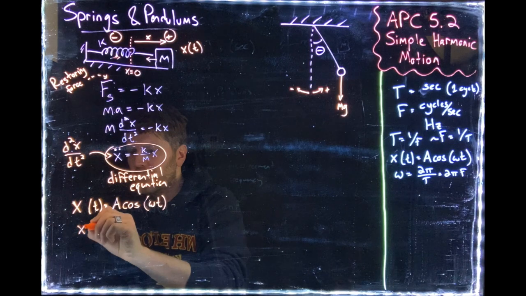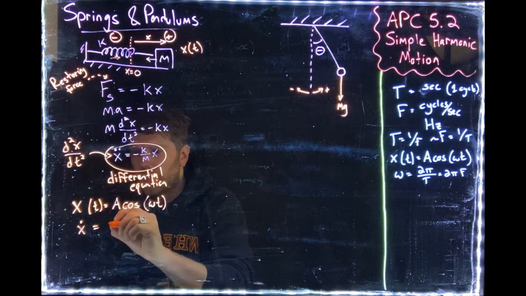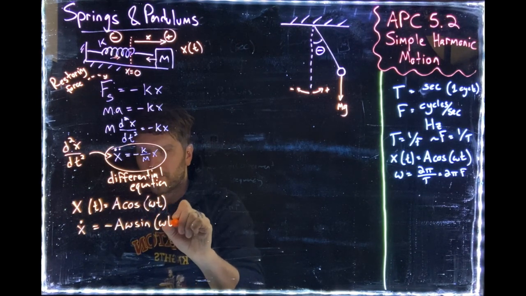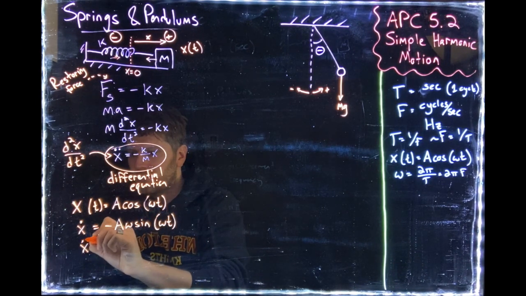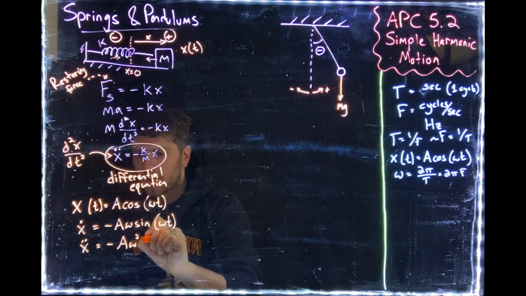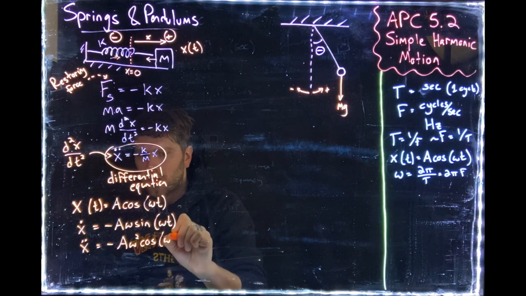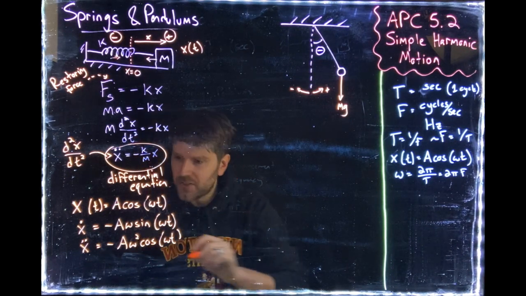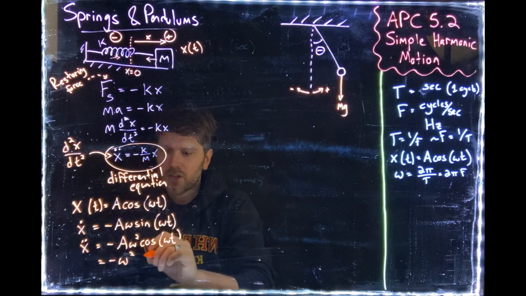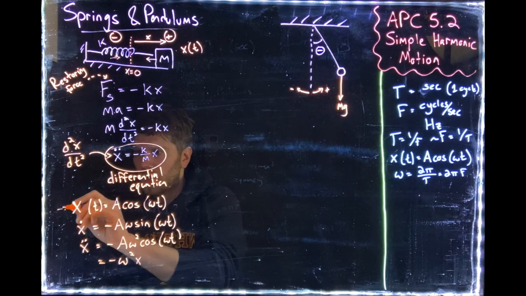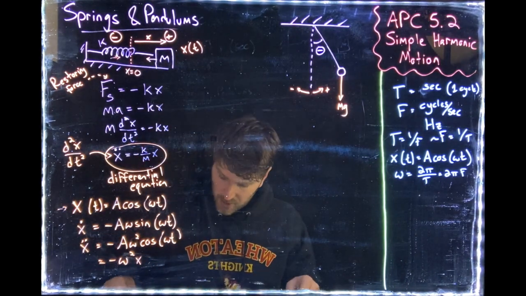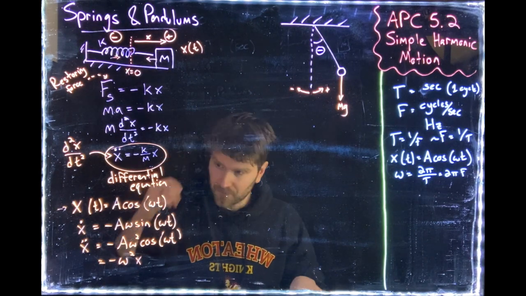Well, in that case, my first derivative is negative a omega sine omega t. And my second derivative is negative a omega squared cosine omega t. Notice that this is just negative omega squared times a cosine omega t, which was our original function. So we've actually found a solution to this differential equation.